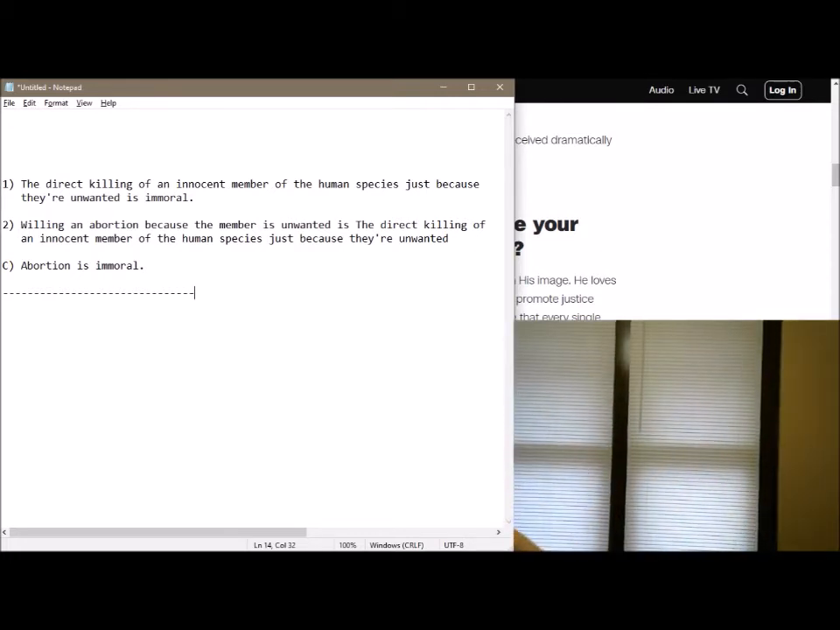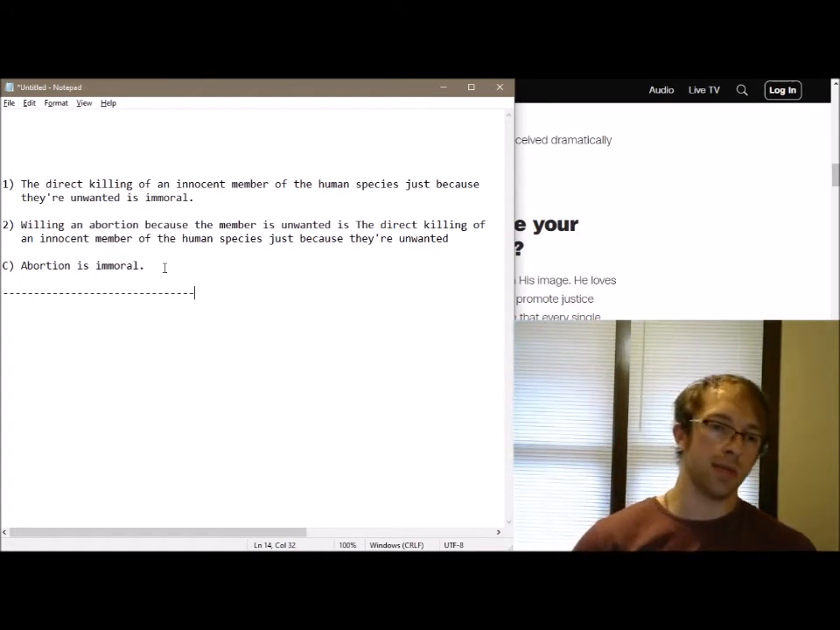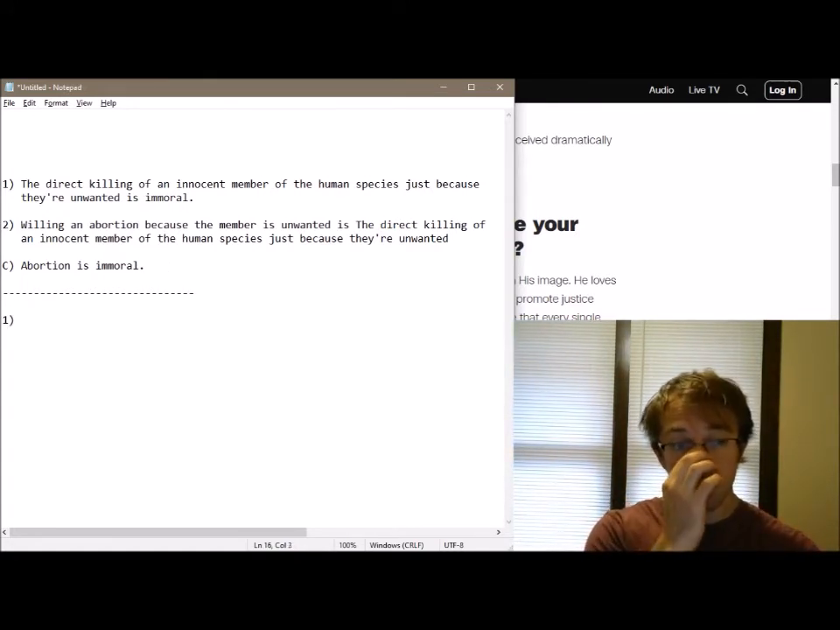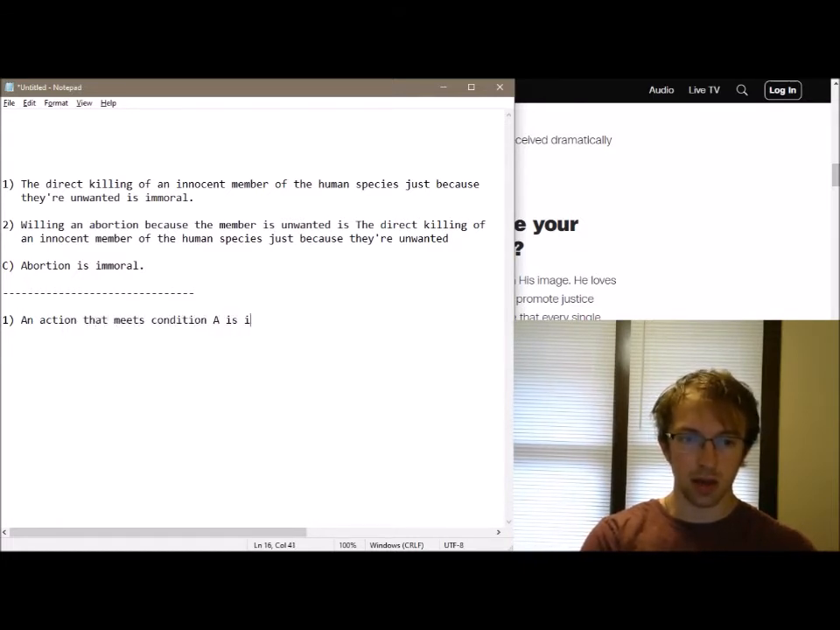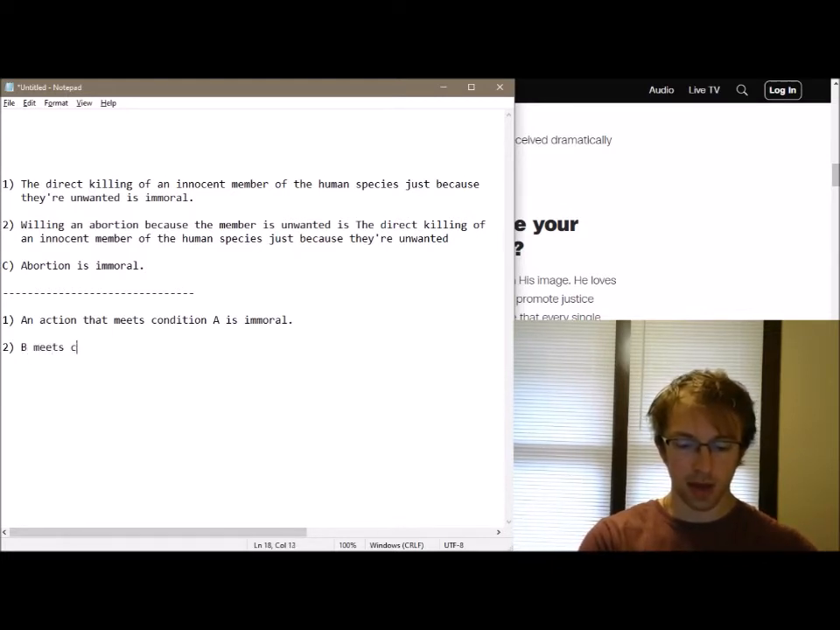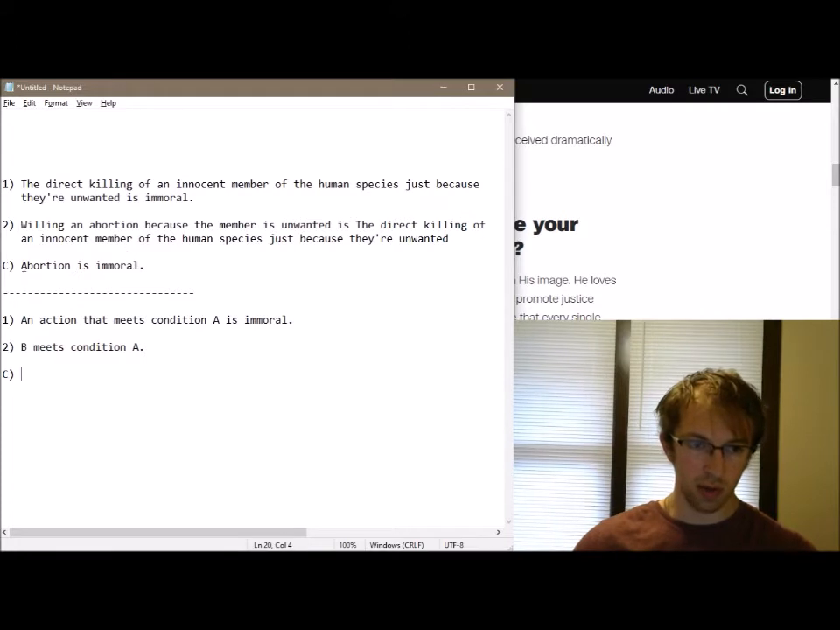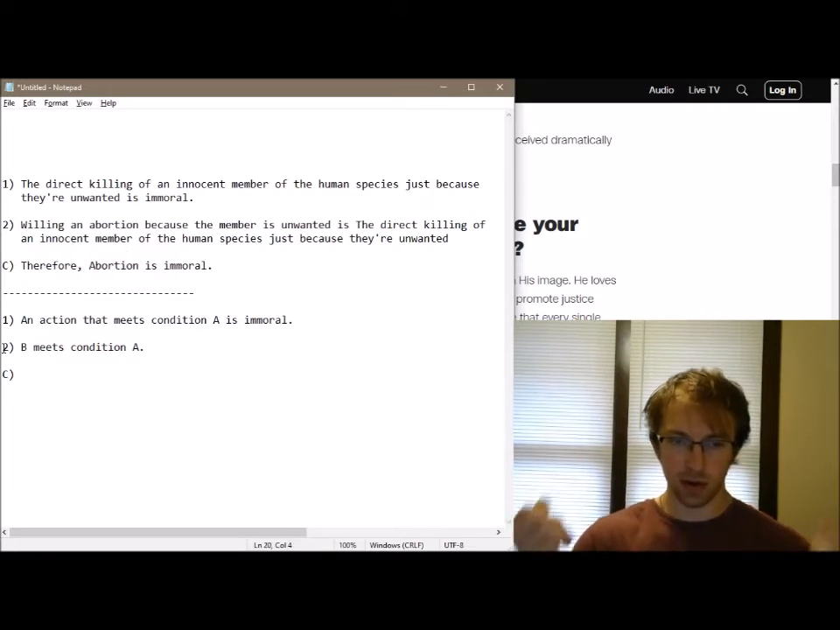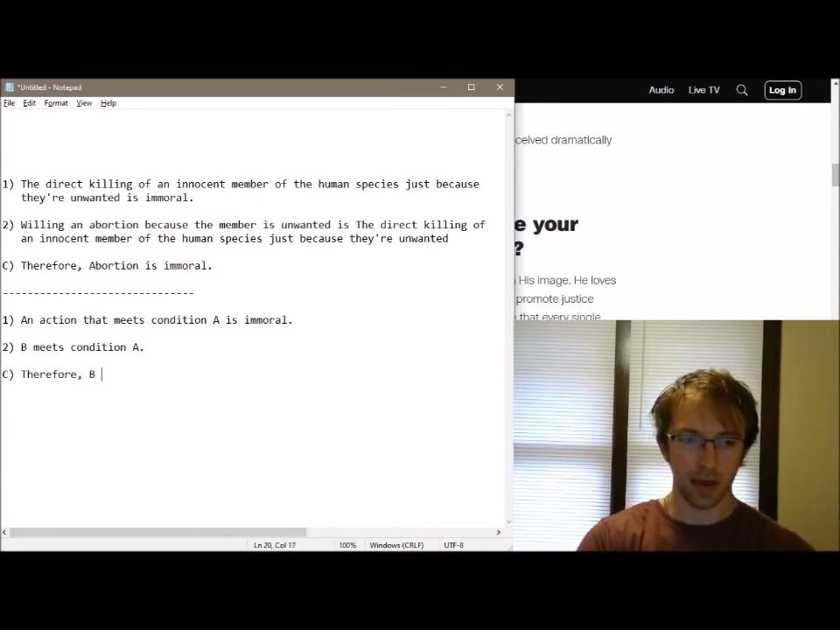Checking on the time. Seems to be good. Okay. Try this one here. Premise 1: An action that meets condition A is immoral. Okay? Premise 2: B meets condition A. I should use the word therefore. I like to make my conclusions with the word therefore. It's got some power to it. Therefore, B is immoral.